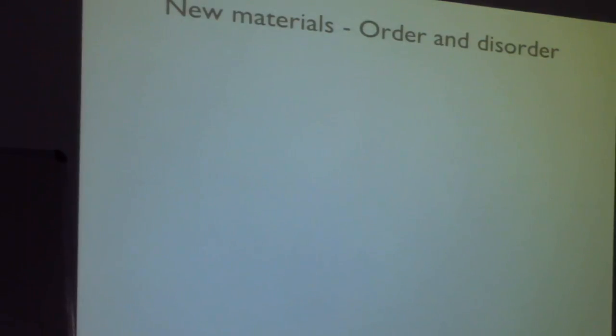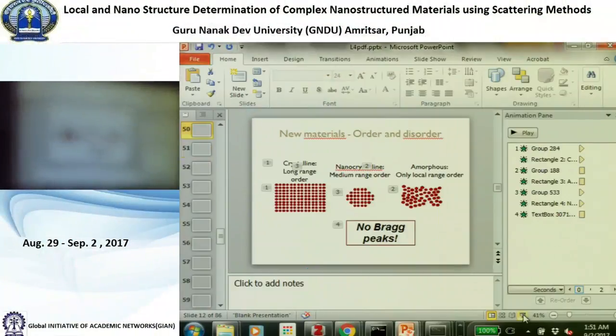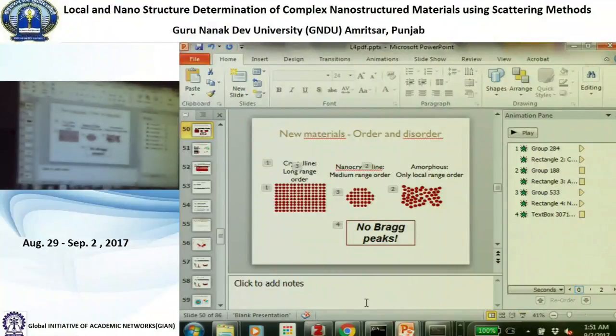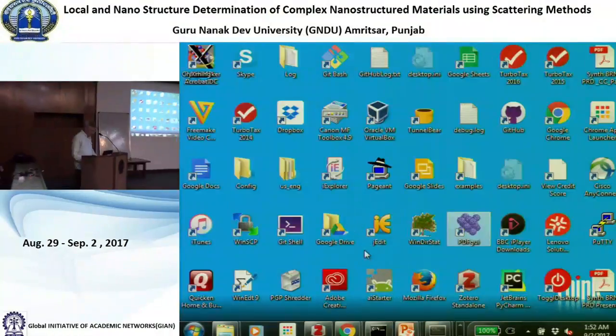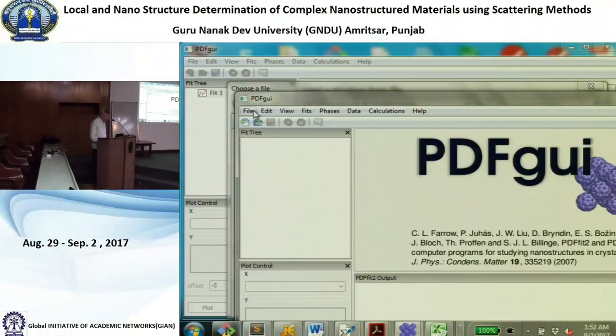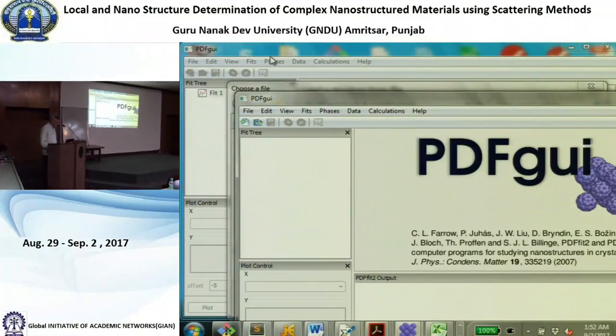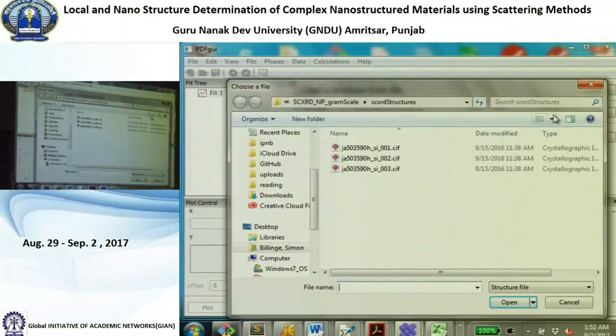I'm going to take a break from this right now because some people wanted me to show how you do temperature-dependent refinement in PDF GUI. So we're going to switch now. So this is PDF GUI.